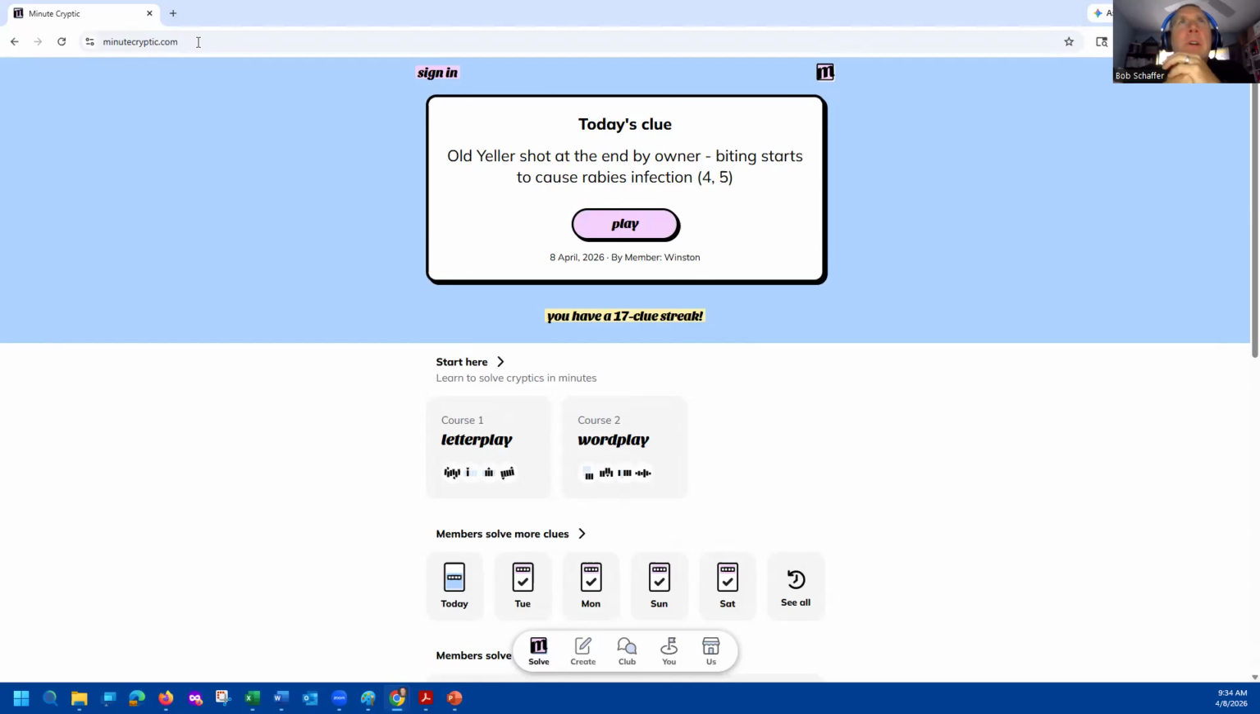4, 5. All right, so shot at the end could be just the letter T, or Old Yeller shot at the end could be DRT. By owner, I've seen owner within an acronym like for sale by owner. I think I've seen that as just an O, so it's possible that's an O in there somewhere.